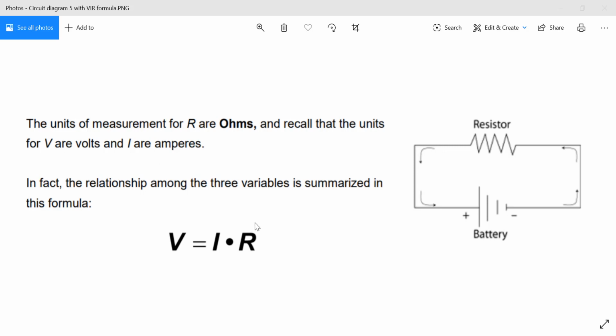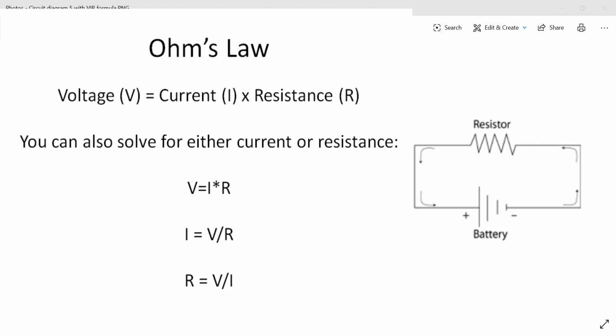And so in order to figure out the value for resistance, we need to understand this equation. V equals I times R. In other words, voltage is equal to current multiplied by resistance. Now the thing is, we can manipulate this equation to get R by itself.